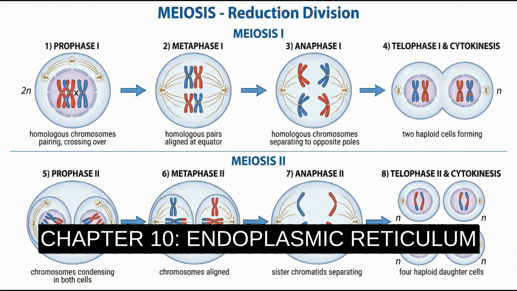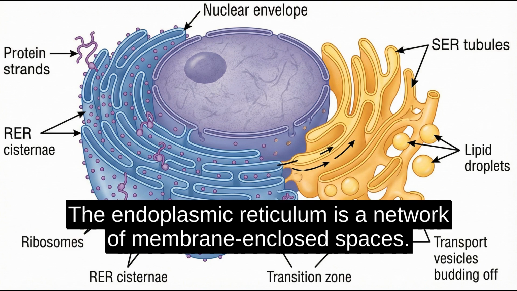Chapter 18. Cell aging and death. Cell aging involves accumulation of damaged proteins and organelles, telomere shortening, and decreased function. Necrosis is uncontrolled cell death causing inflammation. Apoptosis is programmed cell death that eliminates damaged cells without inflammation. The cell shrinks, the nucleus fragments, and phagocytes engulf the remains.